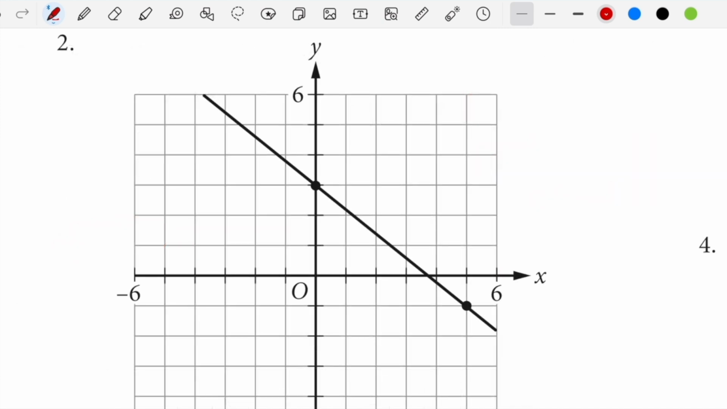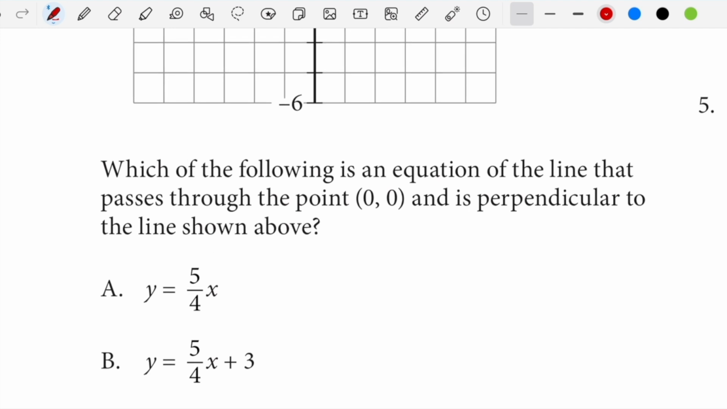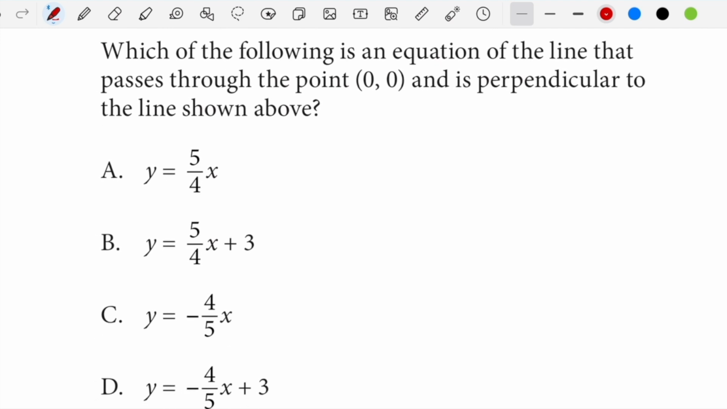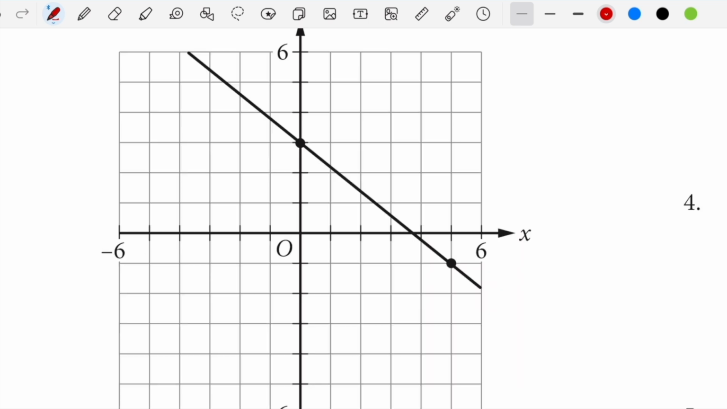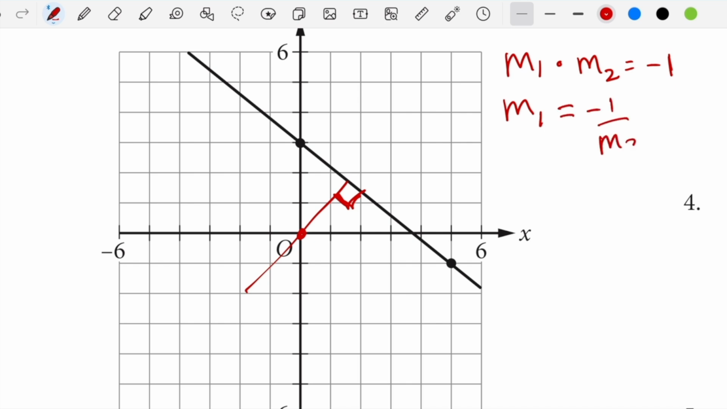Number 2. We have a graph of a line. Let's see the question. Which of the following is an equation of the line that passes through the point 0, 0 and is perpendicular to the line shown above? So they're saying that my line crosses 0, 0 and is perpendicular, right? A 90-degree angle to this line. So the main idea, guys, is when two lines are perpendicular to each other, the product of the two slopes is equal to -1. Or in other words, the slope of the first line is the negative reciprocal of the other one.